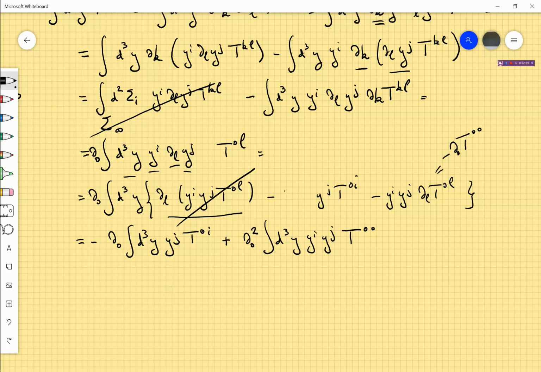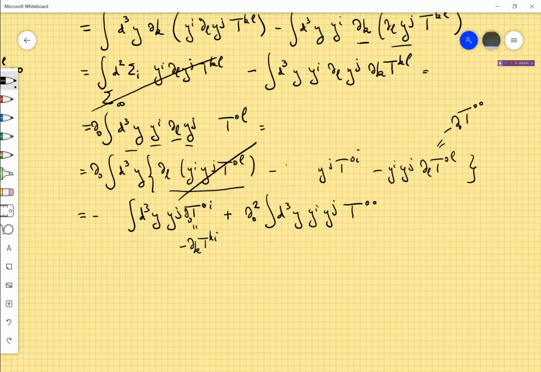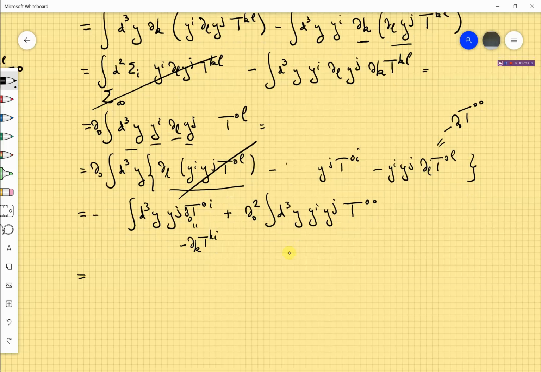And how about this one? Well, we can put again this d0 inside, and using the conservation of this energy momentum tensor, this will be minus dk tki. Okay. So now this is plus d3y yj dk tki.